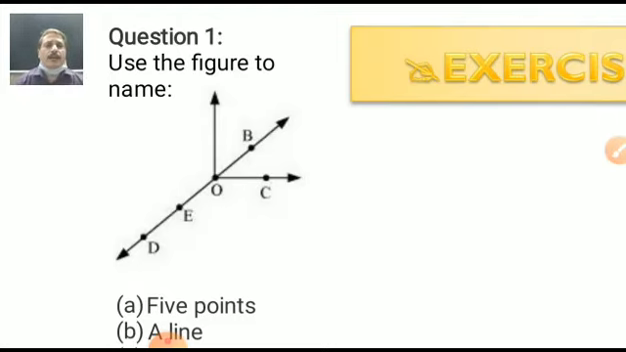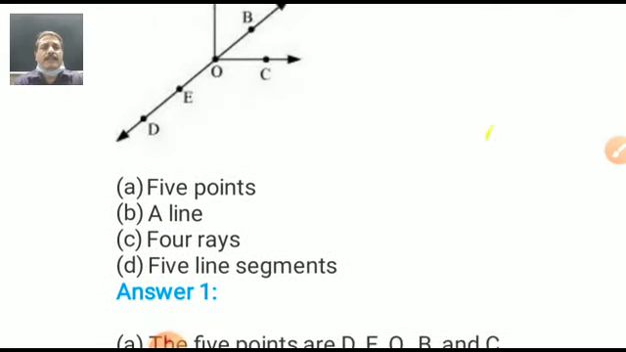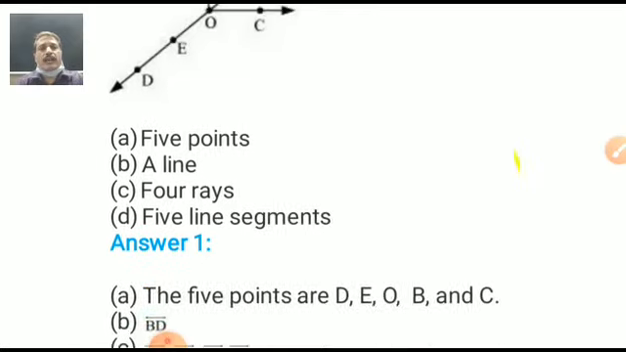One figure is given on your screen which has 3 rays, actually 4 rays: rays OB, OC, OE, OD and one on the top side. We have to give the answers A, B, C, D. There are 4 questions. The first question is to write any 5 points. Yes students, you already know that. A point is a dot on any ray, line or line segment. The 5 points here are D, E, O, B, C.